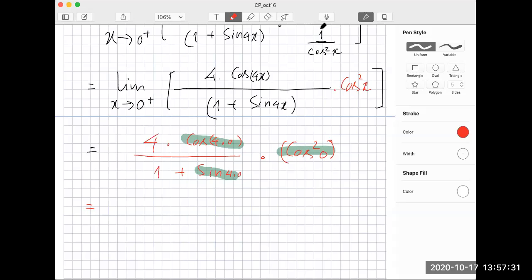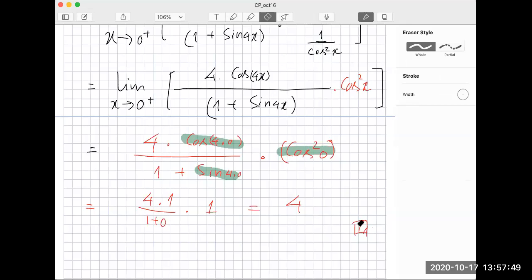Therefore, finally, this fraction becomes four times 1 over 1 plus 0, right? And then multiplied by 1. Finally, it will be 4. Okay? So, is it clear now? Very good. What happened to the e?